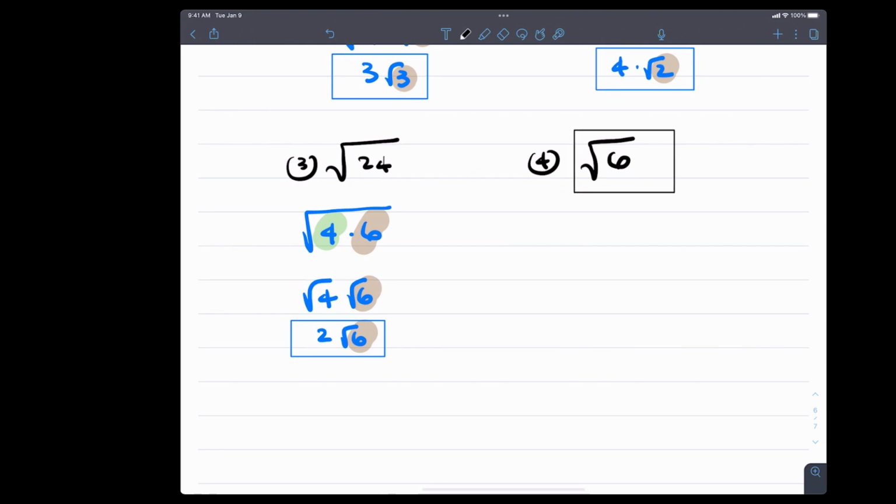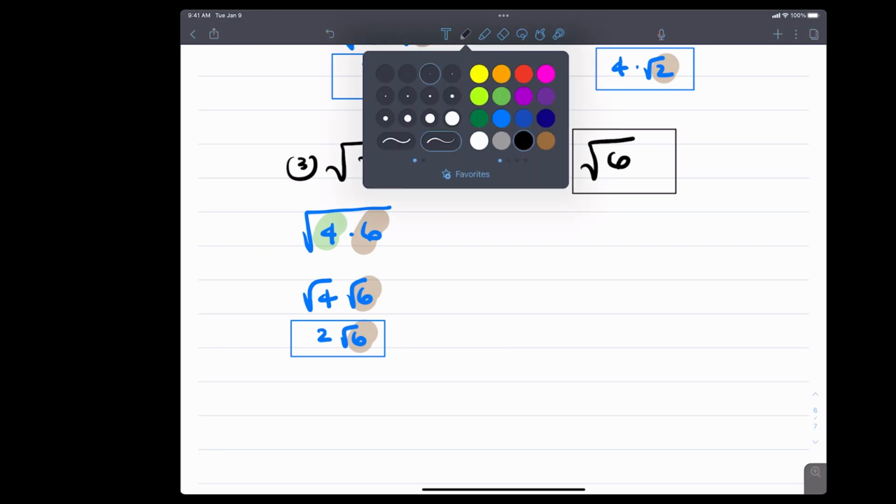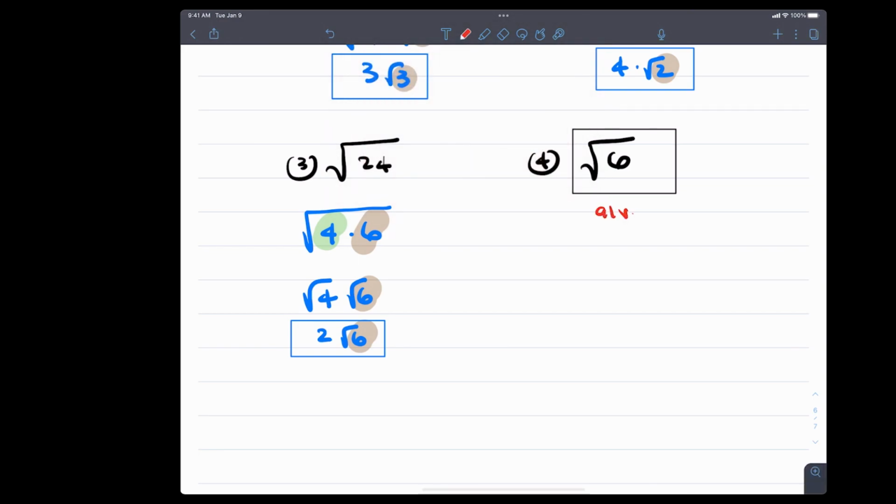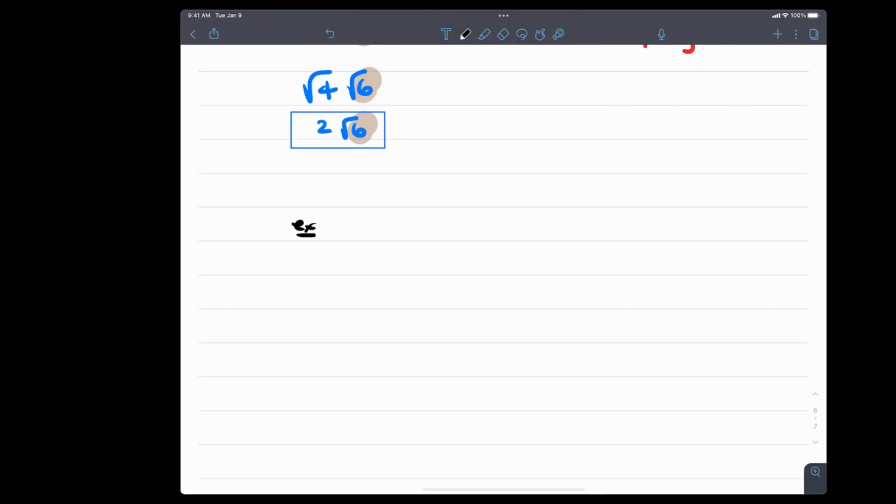Yeah, if the largest perfect square that goes into it, it has to be the largest, is 1, then it's already simplified. Yes, that one's already simplified. It's always going to be what you started with in the question. So for example, I'll give you another example here. What if they gave me the square root of 5? Well, what's the largest perfect square that goes into 5? 1. Then it's already simplified. Good.